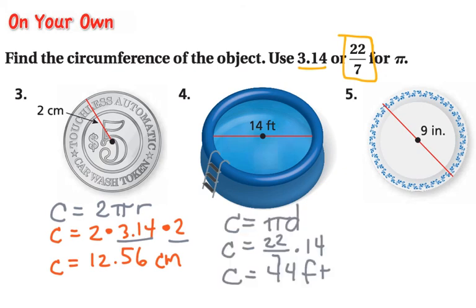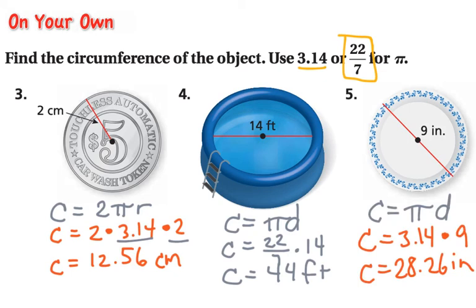In number 4, I chose to use the formula C equals pi times d because they did give us a diameter of 14 feet. I also used 22 sevenths in place of pi this time because the diameter of 14 feet is a multiple of 7. After that, I multiplied 22 sevenths times 14, and I found out that the circumference should be about 44 feet.